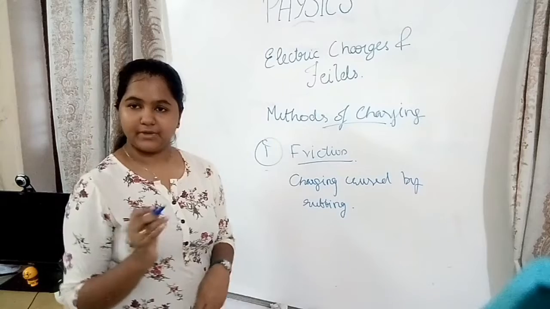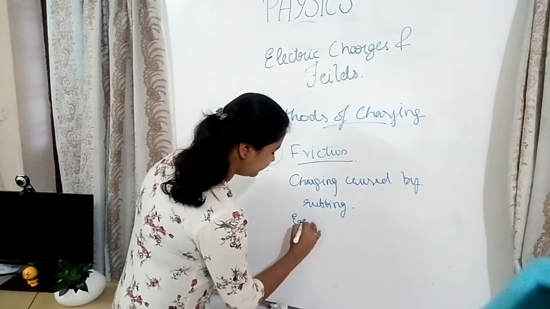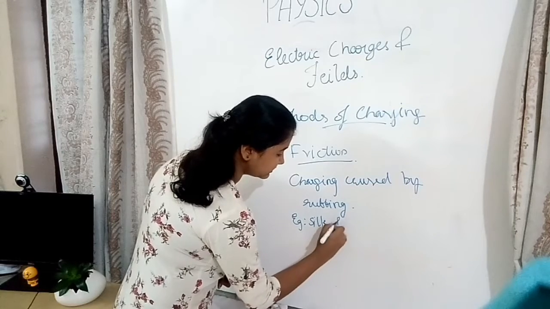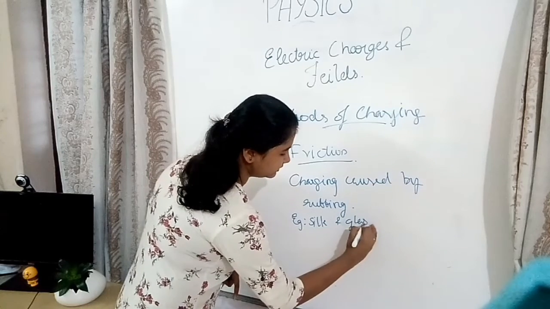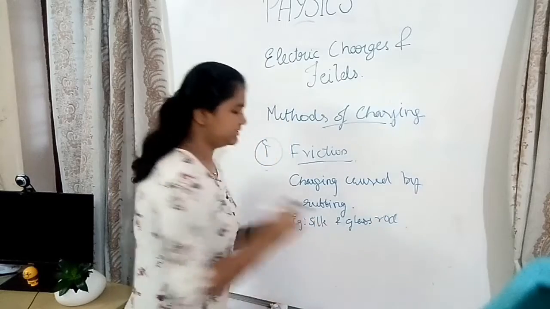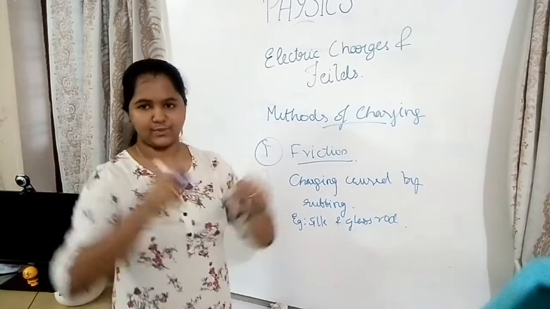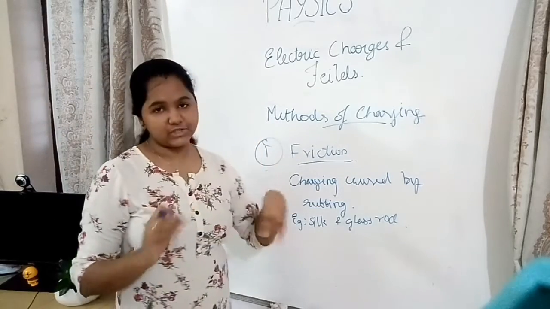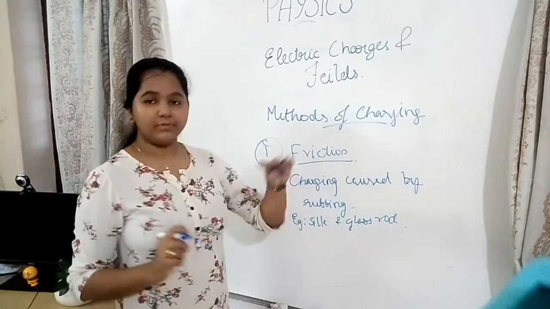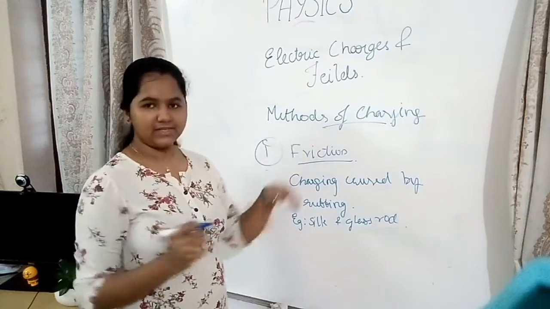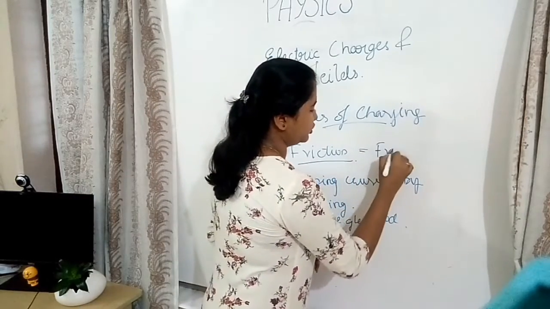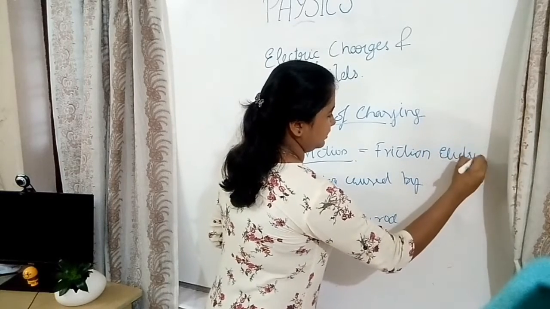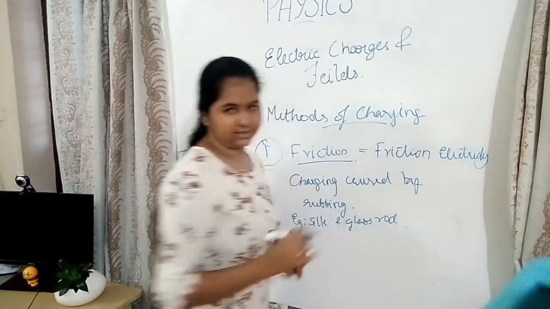So what is an example of this? Examples are silk and a glass rod. When you rub a silk cloth and a glass rod and then keep them near, the silk cloth will attract the glass rod. So that is charging by friction. Charging by friction is also known as frictional electricity. The charge produced is known as frictional electricity.